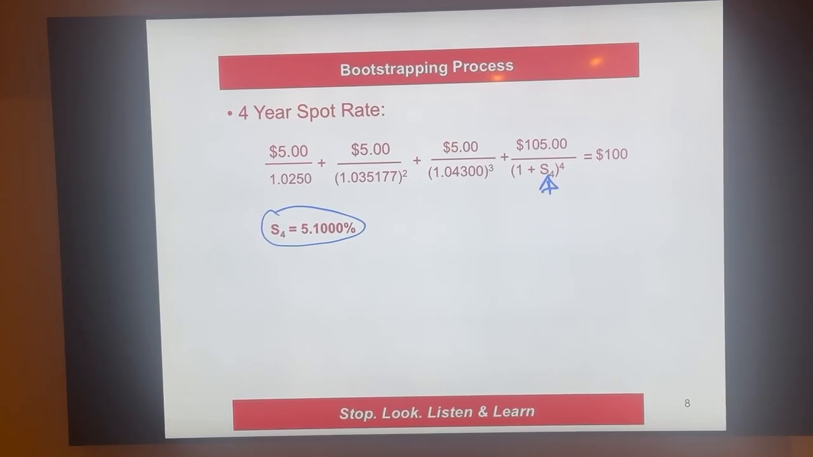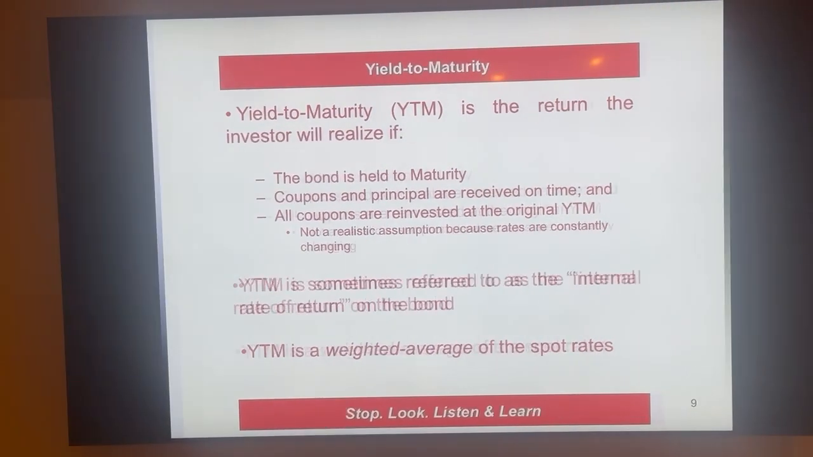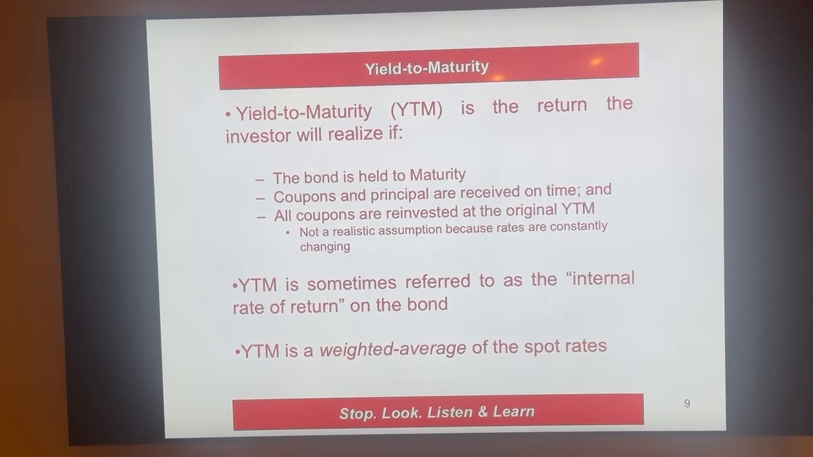So now that we have the spot rates, then we can use the spot rates to basically value a bond, right? And that's what we're going to look at now. And the reason we do that is because we want to determine what the yield to maturity of the bond will be. Now, here we have 4 spot rates, but oftentimes you want to distill that down to basically 1 rate. Now, what is the yield to maturity?